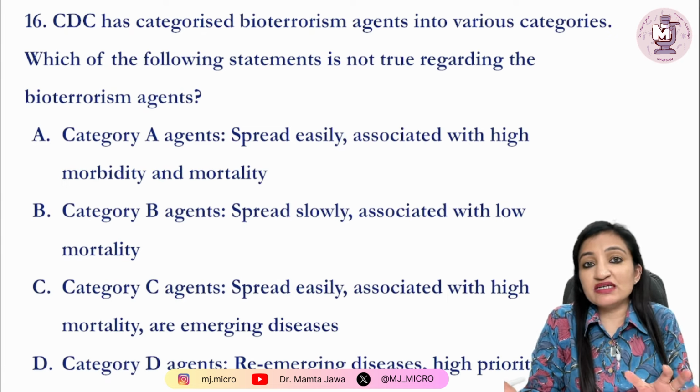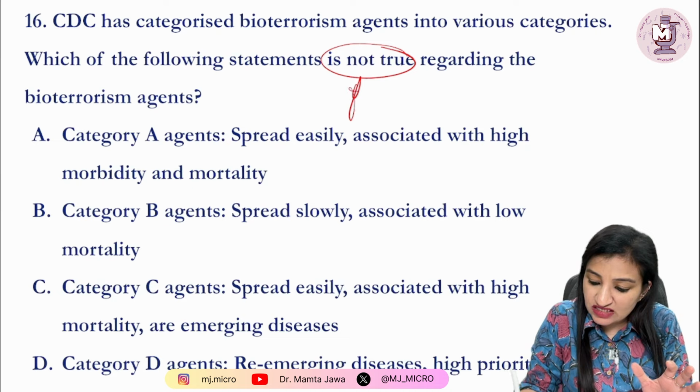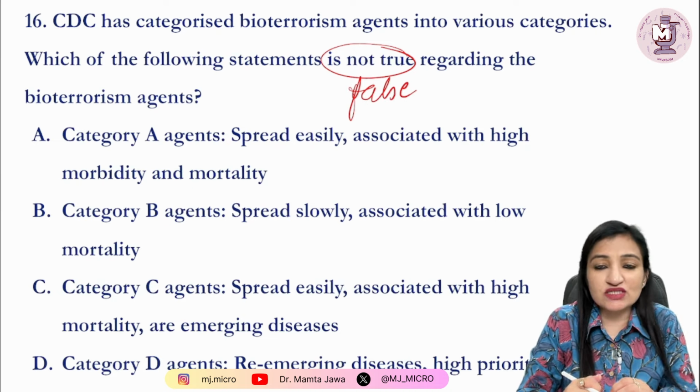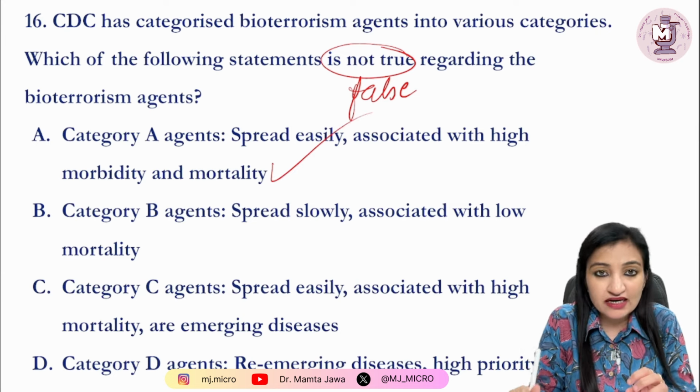Which of the following statements is not true? मतलब कि वो false statement पूछ रहे हैं regarding bioterrorism agents. Category A agents spread easily, associated with high morbidity and mortality. सही लग रहा है, ठीक है ये.